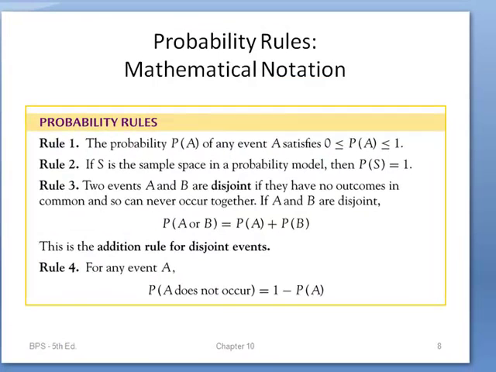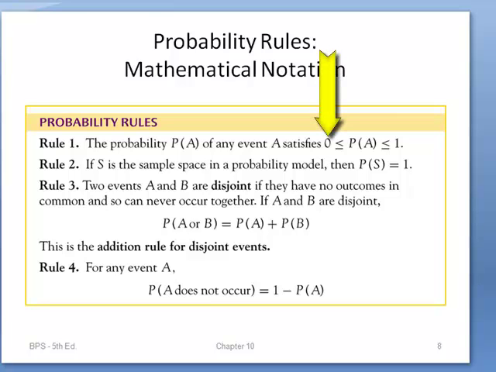So let's look at some important rules of probability. The probability of any event has to satisfy that the value of that probability is a number between 0 and 1, including 0 and 1.